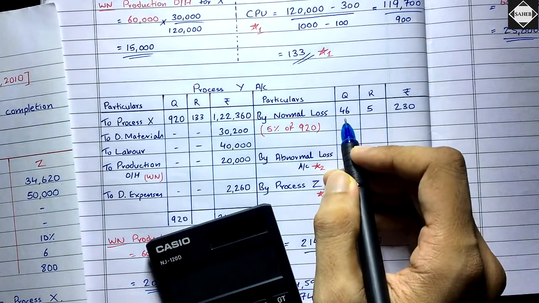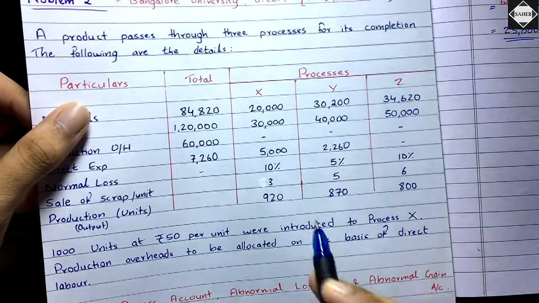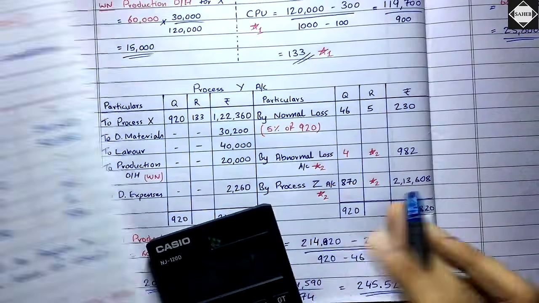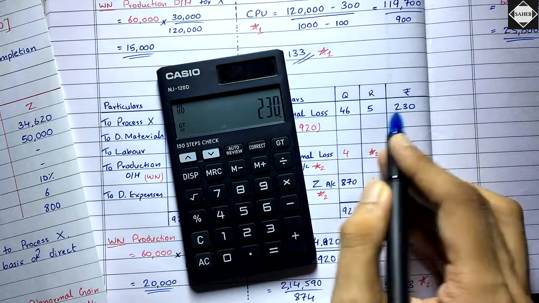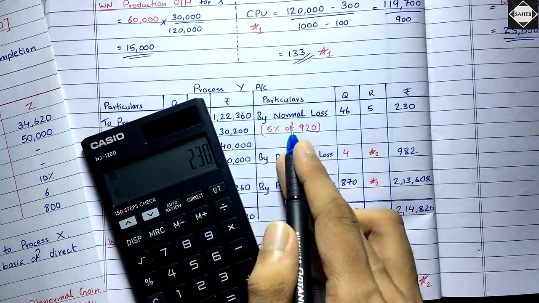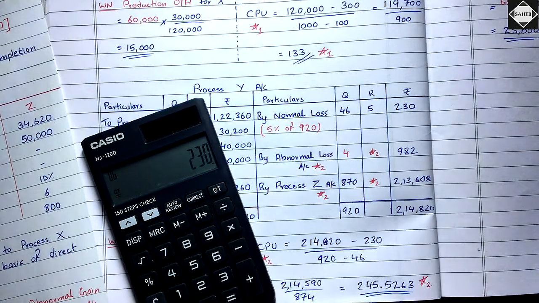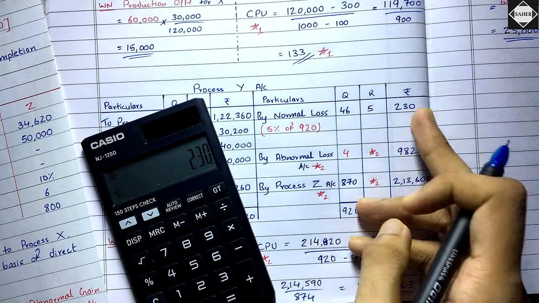So 46 is your normal loss. And the scrap value is given in the question. The scrap value is rupees 5. So 46 into 5, that's equal to 230. Now this is the estimated one. Always remember that we always estimate normal loss in the beginning itself. This 5% is based on the previous histories. So this is the normal loss.